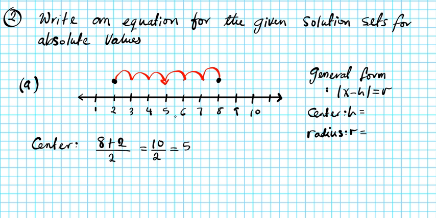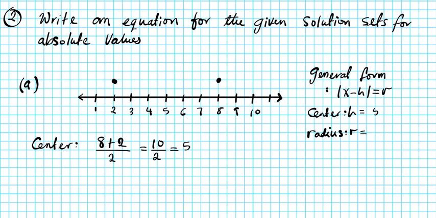The point that they meet is 5, so that tells you that the center is 5. So that's just another way of finding out where the center is, all right? So the center between 2 and 8 is 5, okay? So that means h is 5.